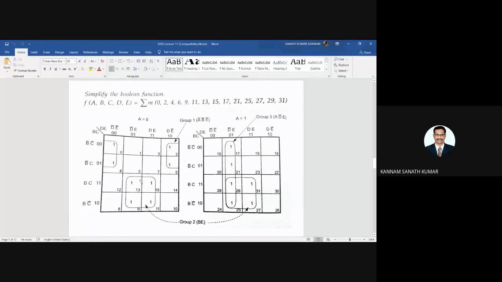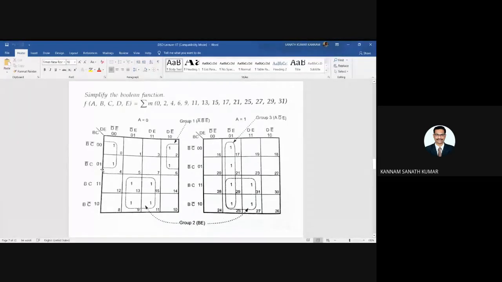Now if you see, this makes one quad, this makes one quad, and this makes one quad. You can combine these two groups, and the quads make one octet. Here if you observe, you get B E, meaning A will be eliminated.